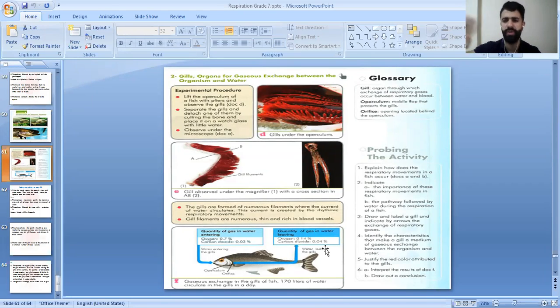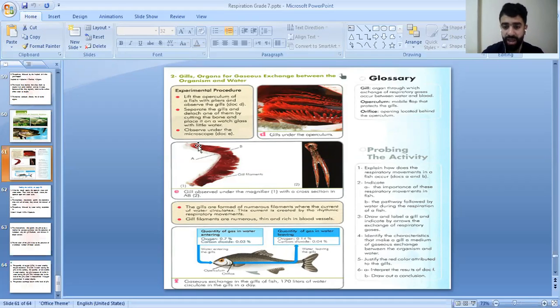Part 3, we're not going to draw and label a gill. Part 4, what are the characteristics that make a gill a good place for gas exchange? They are similar to those in the alveoli, but here we have numerous gill filaments. That's why it's a good place for exchange. And they are red in color. Why are they red? Because they are rich in blood vessels, meaning they are highly vascularized.